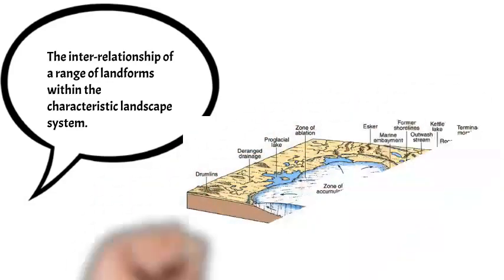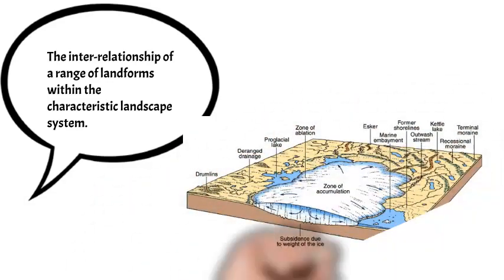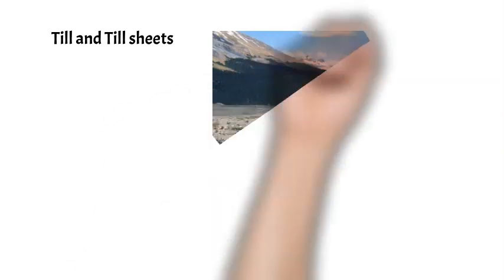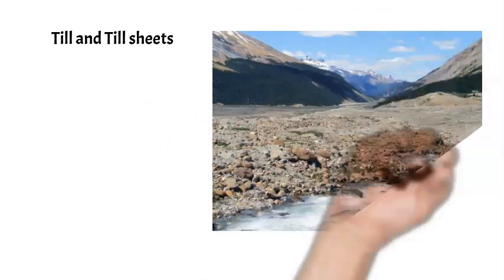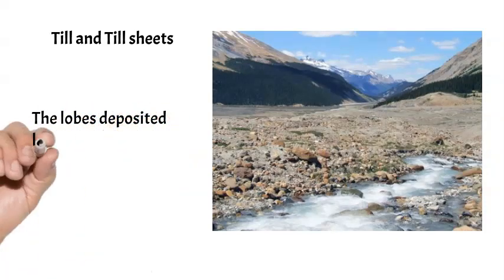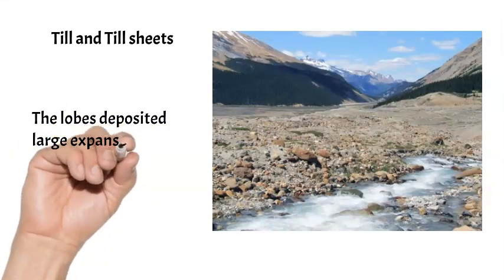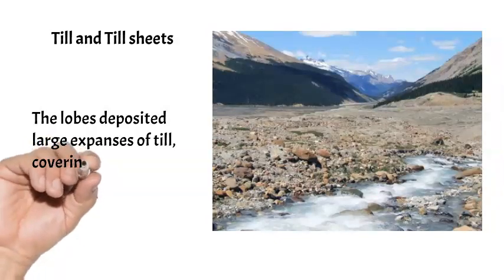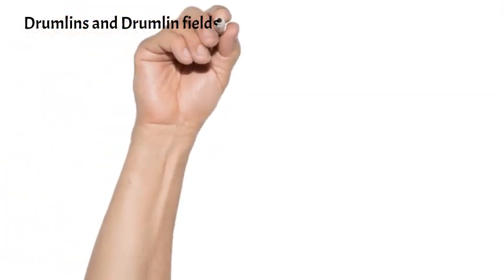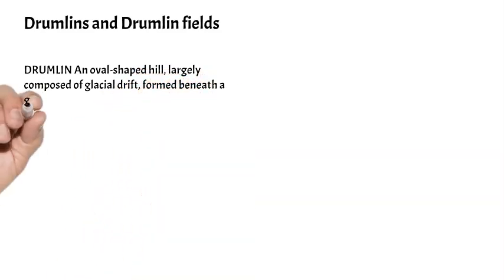Here we have a diagram, and it shows us some of the landforms that are created by ice sheets, particularly things like kettle lakes. But we're going to start with till and till sheets. Ice sheets are so huge they can deposit till over hundreds of miles, and those lobes we talked about did exactly that. They deposited large expanses of till covering most of Minnesota. They also helped to create not just drumlins but fields of drumlins.